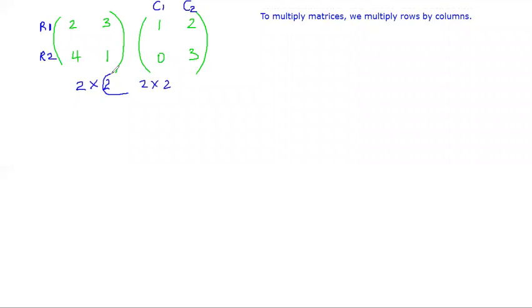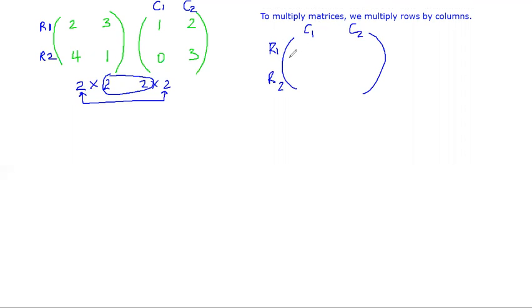And the next thing I said is that the numbers on the outside tell me the size of the matrix. So my answer is going to be a matrix made up of 2 rows, row 1, row 2, and 2 columns, column 1 and column 2. Now I like to map this out for my students because it makes it a bit easier.